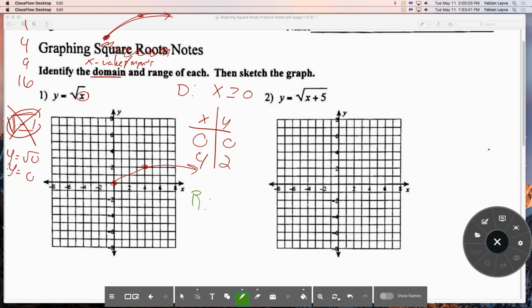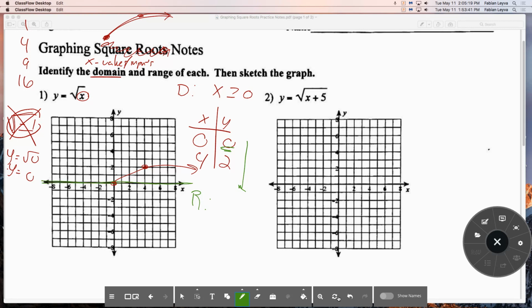Now, if domain is my x values, what do you think your range is? Your y values. So let's look at my y values. What's the very first y value that I started with? 0. And notice that as I keep going down, they're probably going to get bigger. And I can check this with my graph.